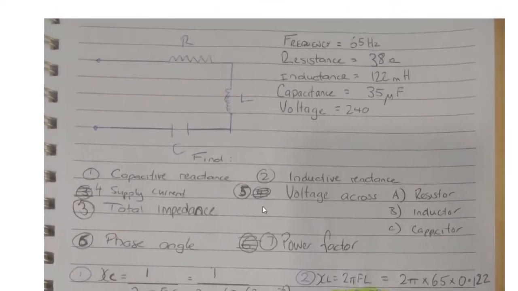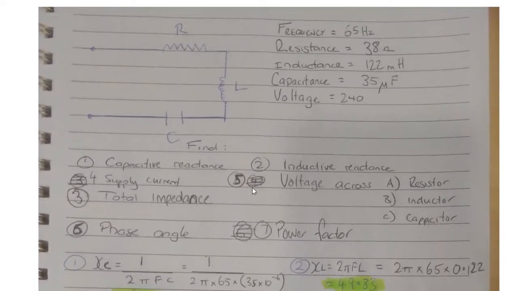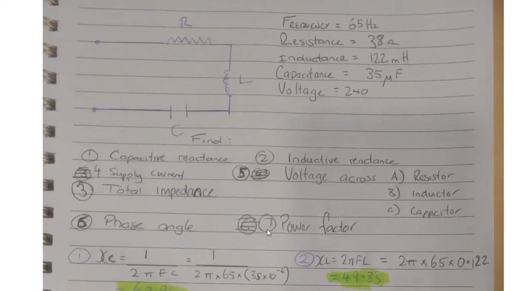There we go. So here's our problem. We have a circuit here that has a resistor, an inductor, and a capacitor. Please forgive my poor drawing. So we have a series circuit with a resistor, an inductor, and a capacitor. And we're given a bunch of values here. So we're given the frequency, 65 Hertz. We've been given the resistance, so that's the resistance of this resistor, as 38 ohms.